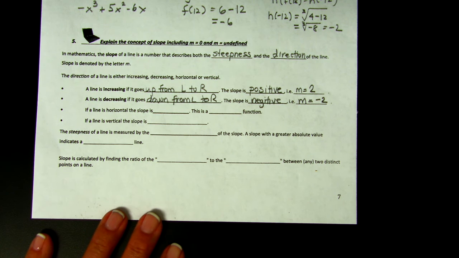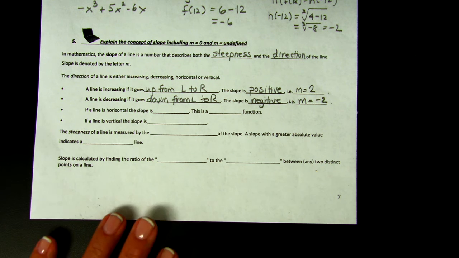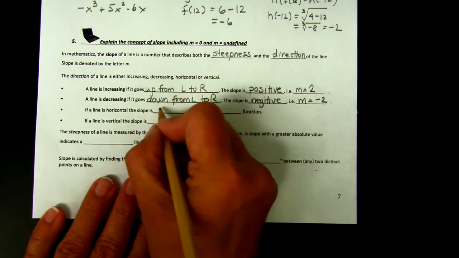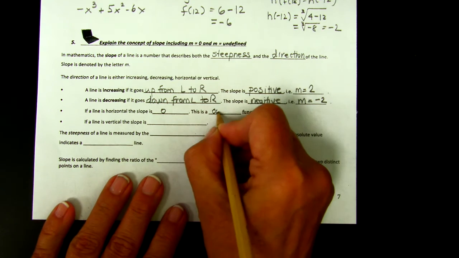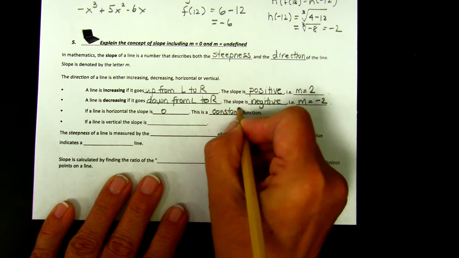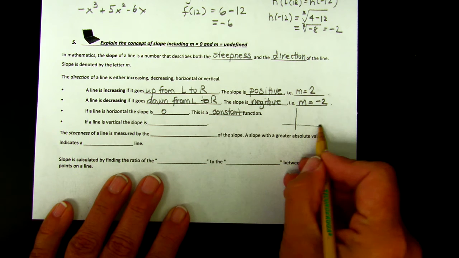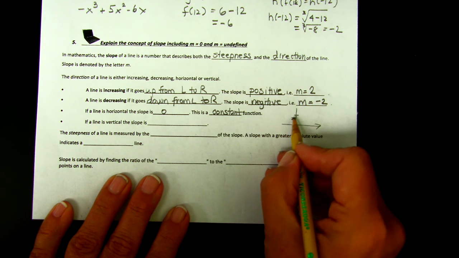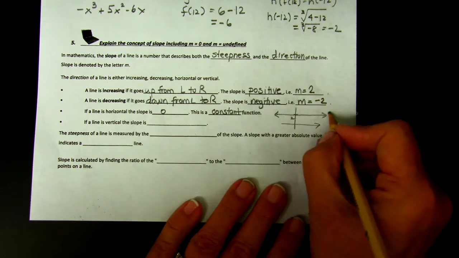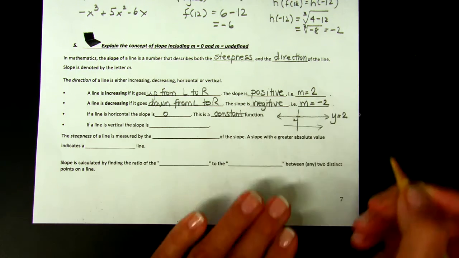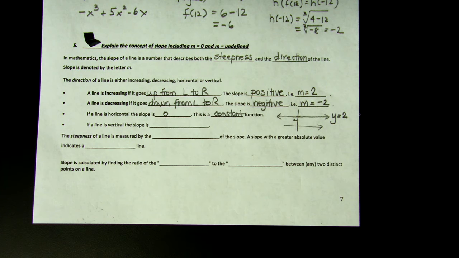If a line is horizontal, okay, the slope is 0. And we call this a constant function. Okay, because let's just draw that over here. Let's say this is 2. And there's our horizontal line. And that's the function y equals 2, and we know that that has a slope of 0. Lines with a slope of 0 are going to be very important in calculus class.